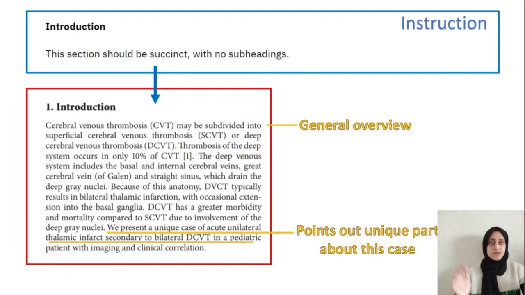Consider it like a funnel. They've given a general overview in the starting few lines, and then in the last 3 lines, they point out what is unique about this case, and that is an acute unilateral thalamic infarct.